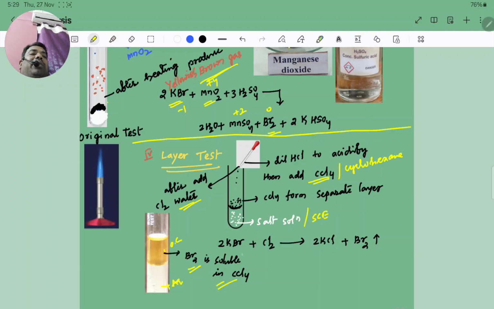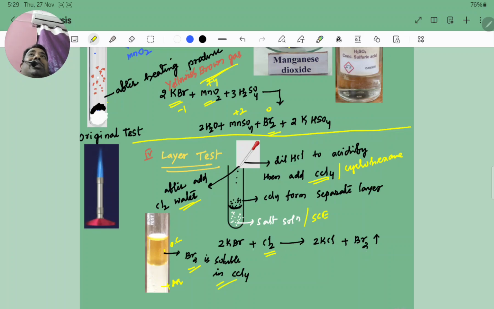This is KBr reacted with Cl2. Chlorine is a strong oxidizing agent. This oxidizing agent will displace Br minus from KBr to Br2. So this is the reaction.